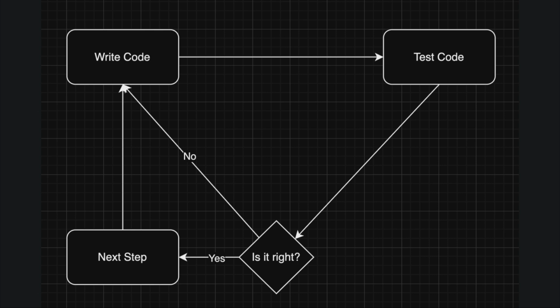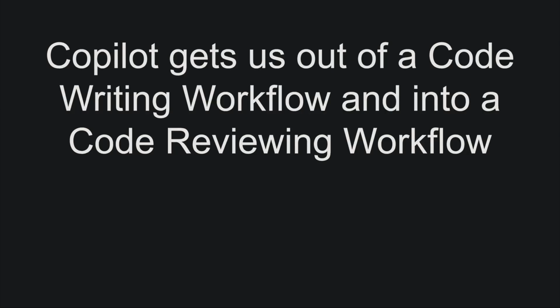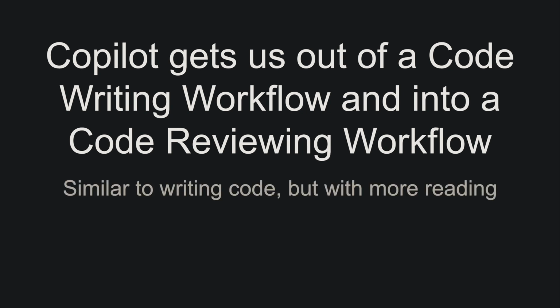Here's the holy equilateral triangle of coding, TM. First we write the code, then we test the code. Then we check and see if it's right, and if it's not, then we write the code, we test the code, we check and see if it's right. If it is, we move on to the next step, and rinse and repeat. One of the big ideas of using Copilot is that it gets us out of a code writing workflow and into a code reviewing workflow, which is similar to writing code, but with more reading.